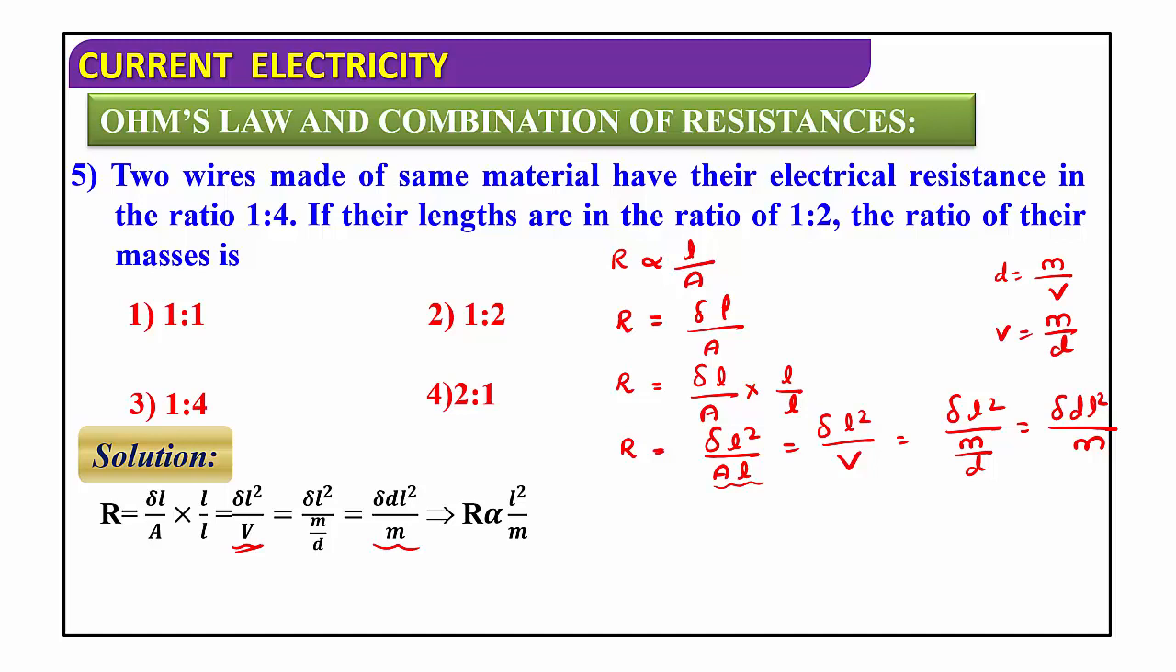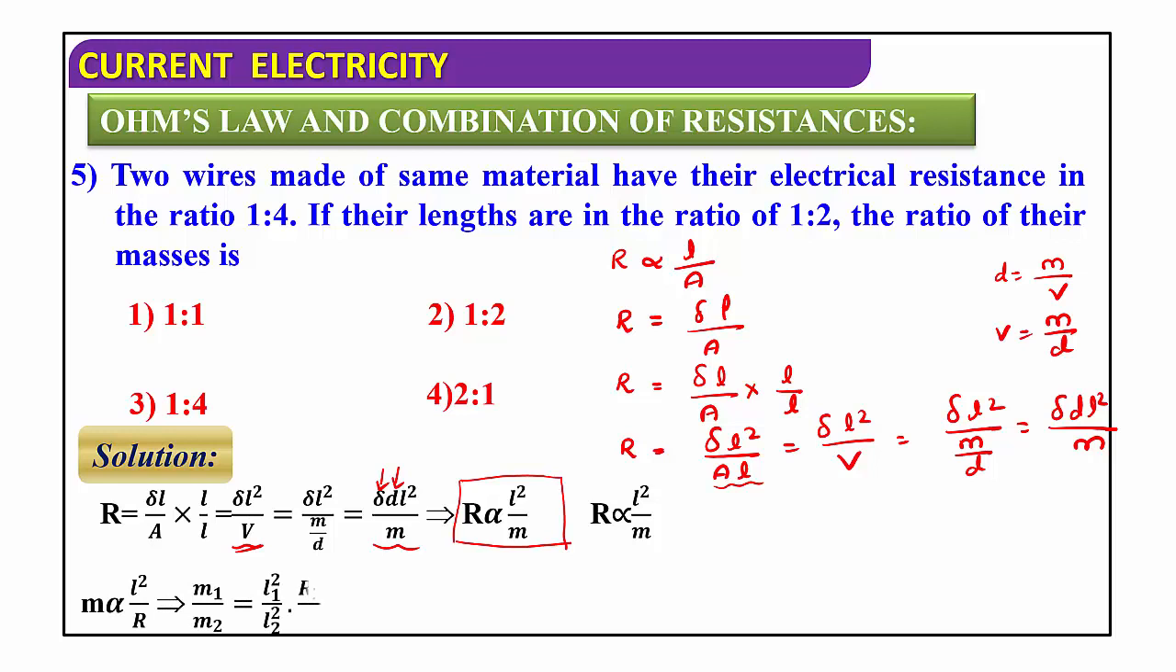So ρ is the proportionality constant which is called resistivity, and D is density. It is also constant. Leave it. So the variables are only length and mass. So this equation becomes R is directly proportional to L squared and inversely proportional to mass. This equation we can utilize to find the ratio of their masses. Is it clear? Yes.